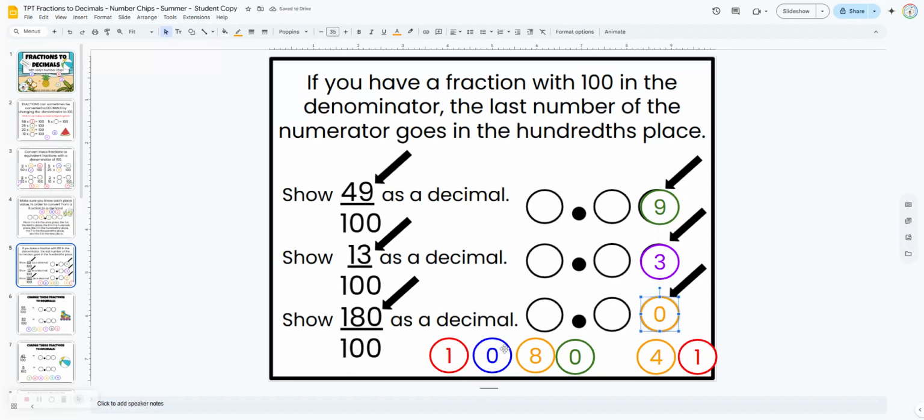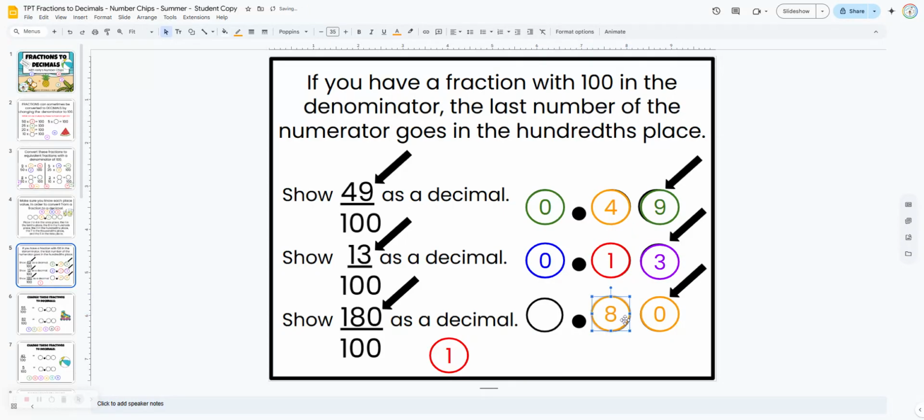So 49 hundredths, the 4 is going to go right before the 9, and then this number is going to have to be a 0. Here the 1 goes right before the 3, and this number will be a 0. And this one, the 8, goes right before the 0, and the 1 goes here.